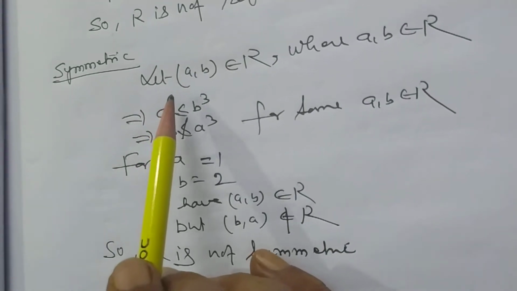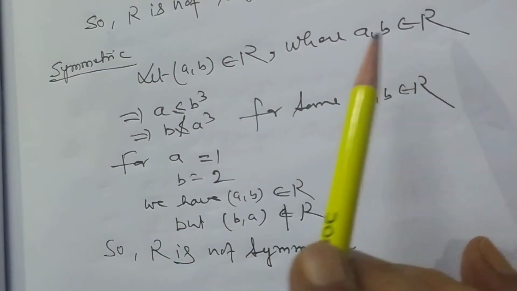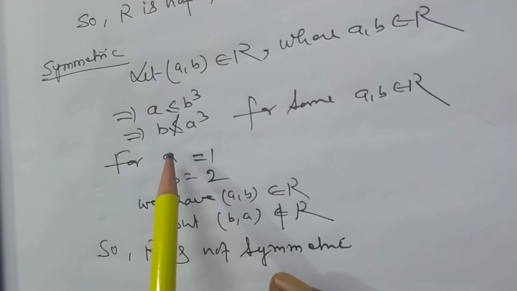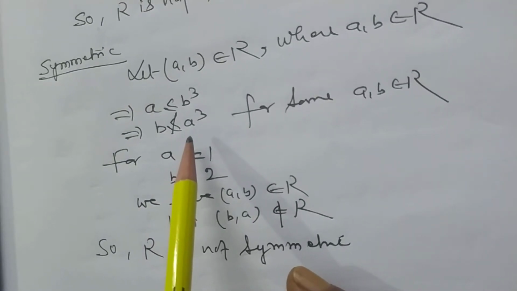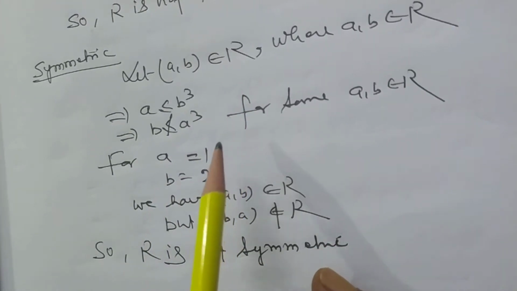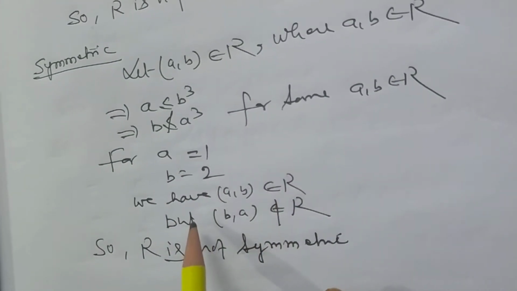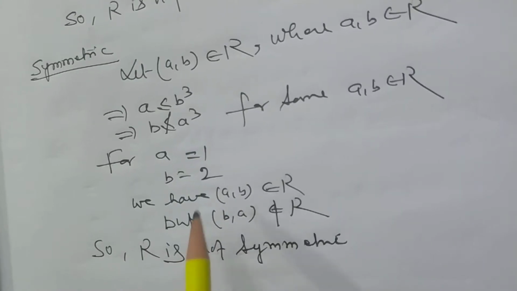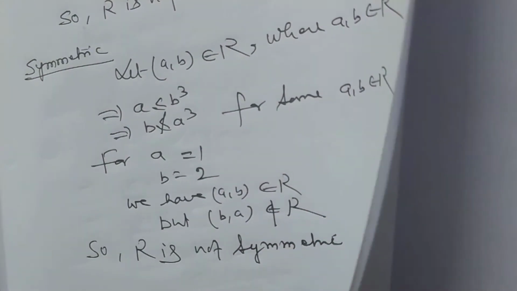Now, symmetric. Let (A, B) belong to R, where A is less than or equal to B cubed. B is not less than or equal to A cubed, for some (A, B) belonging to R. Take A equal to 1, B equal to 2. We have (A, B) belongs to R, but (B, A) does not belong to R. So R is not symmetric.